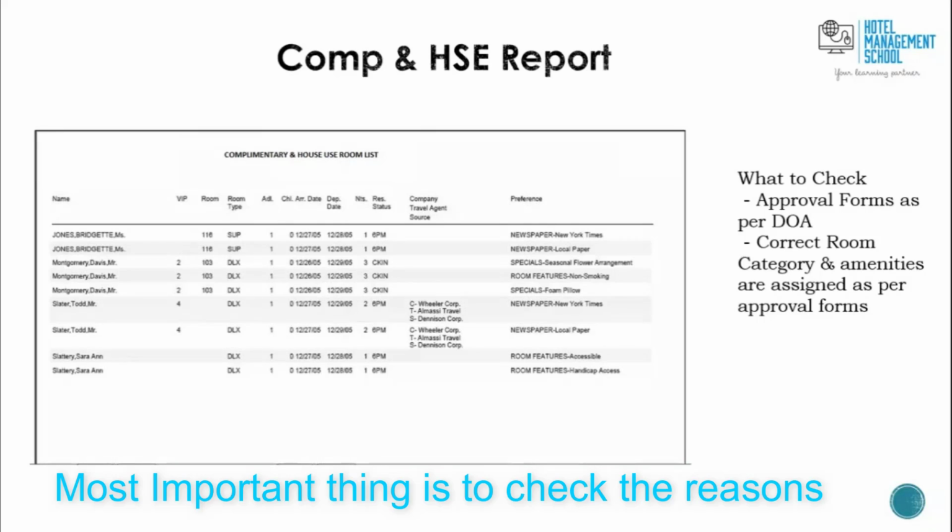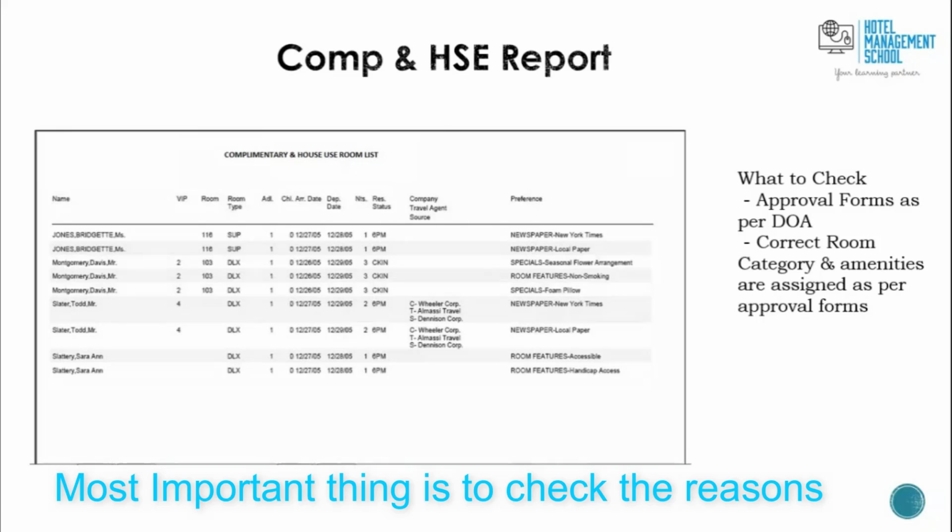Because in the delegation of authority or in the approval form you may give a deluxe room, but actually it is given as some other room. So you need to check the actual category that is assigned and the approval as per delegation of authority. Because sometimes delegation of authority says, okay, one room can be given by the FC or one room can be given by the room director.